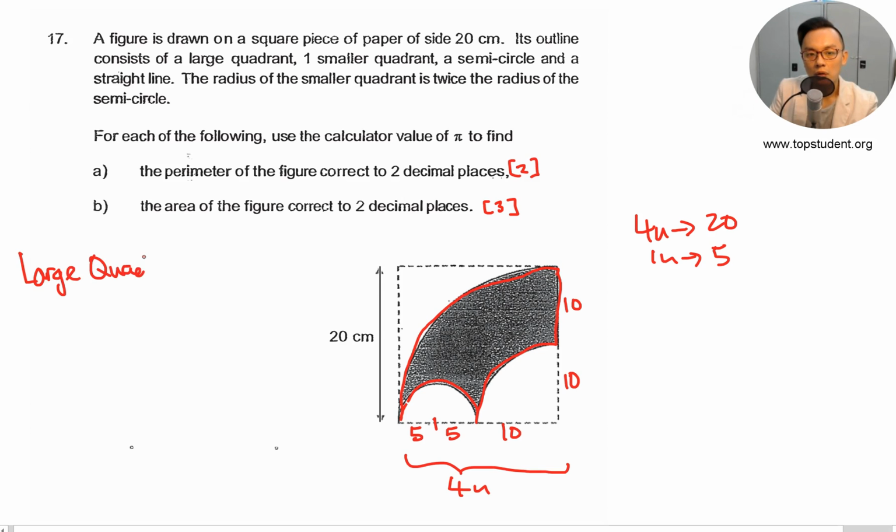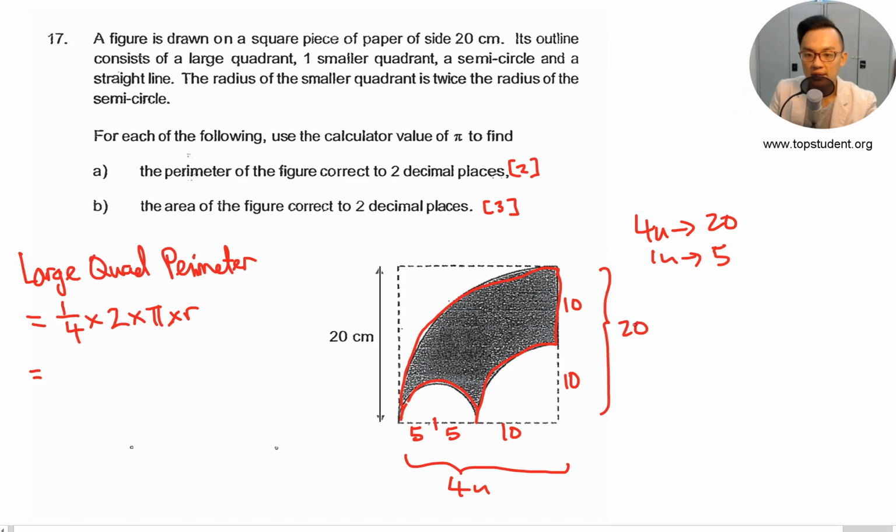Large quadrant perimeter is equal to 1/4 times 2 times pi times r. Right, so 2 pi r is the circumference of a circle. I only got a quadrant, so it's 1/4 of it. My r for the large quadrant is actually 20. So it's 1/4 times 2 times 20 times pi. Leave your answer in pi first, don't work it out, alright? So it's 10 pi cm.